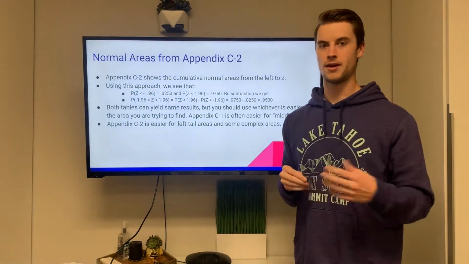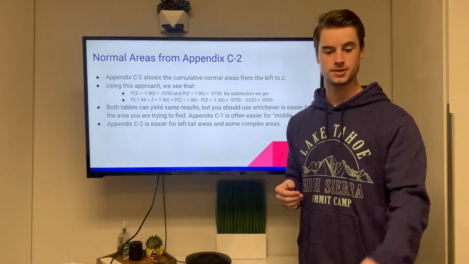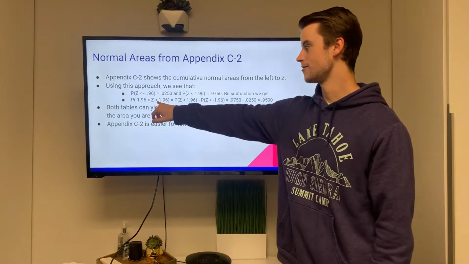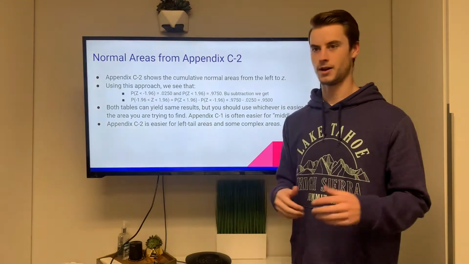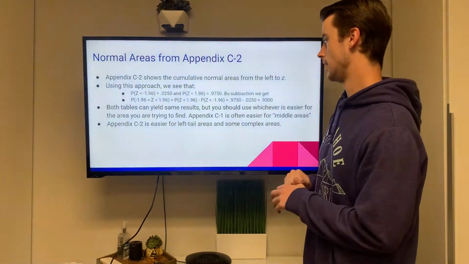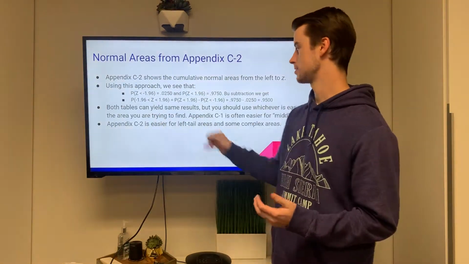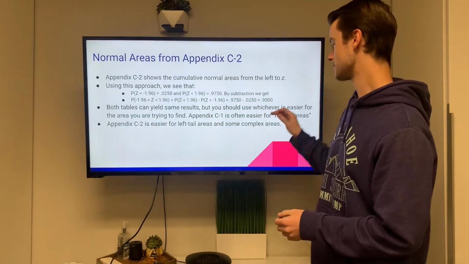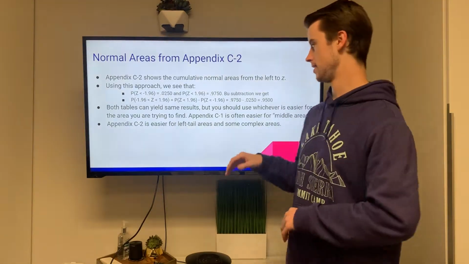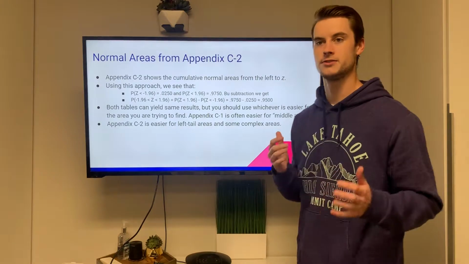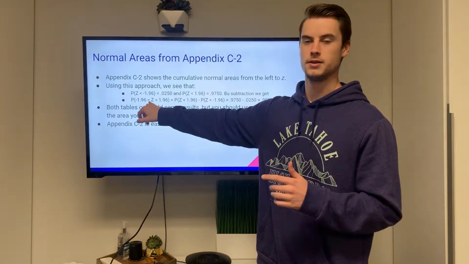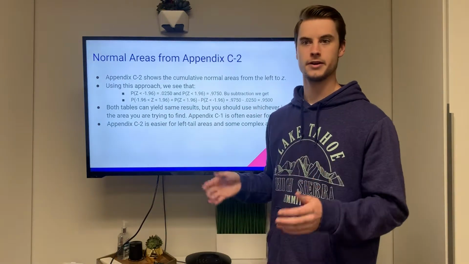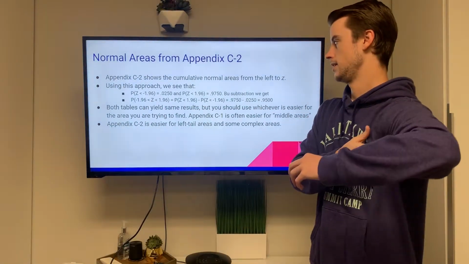It's just a matter of which is easiest to you, right? You can use C-2 to get the same exact value for this one, or you could use C-1 to get this exact same value, right? Whichever is easiest. Both tables give the same results, but use whichever is easier for the area you're trying to find, right? So C-1 is often easier for middle areas, right? So in this case, C-1 would be easier to find this one, right? It's a middle area between two z values.